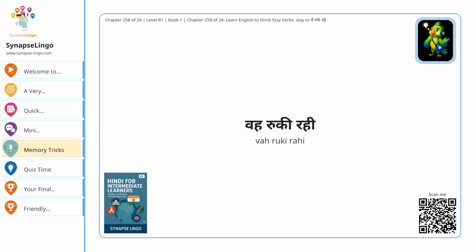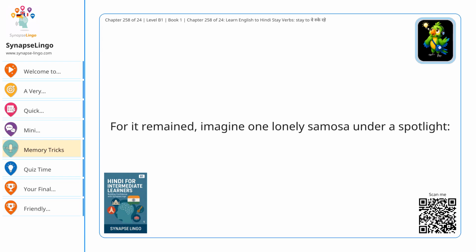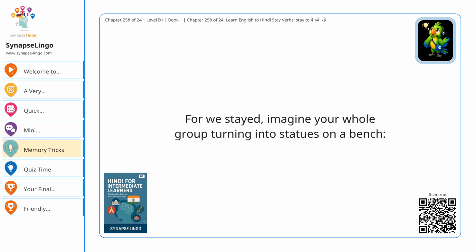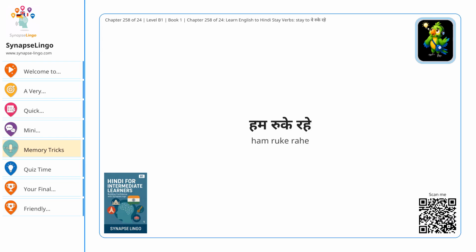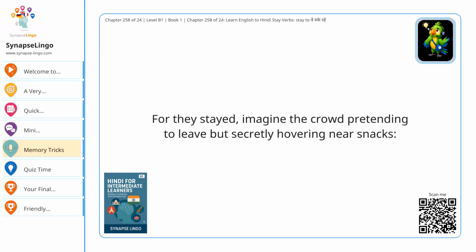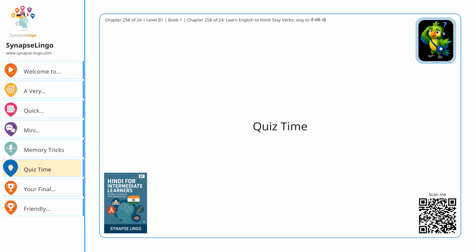वो रुकी रही. For it remained, imagine one lonely samosa under a spotlight. ये रहा. For we stayed, imagine your whole group turning into statues on a bench. हम रुके रहे. For they stayed, imagine the crowd pretending to leave but secretly hovering near snacks. वे रुके रहे. Quiz time.